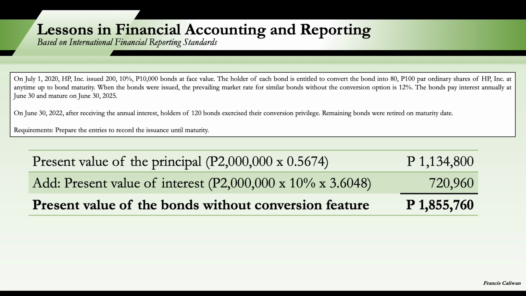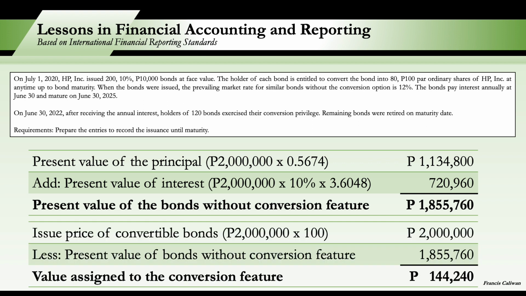The issue price is at face value, so 2 million at 100. Why 100? Because it is face value at 100%. So 2 million less the present value of our bonds without the conversion feature, which is 1,855,760. Therefore, the value assigned to the conversion feature is 144,240.